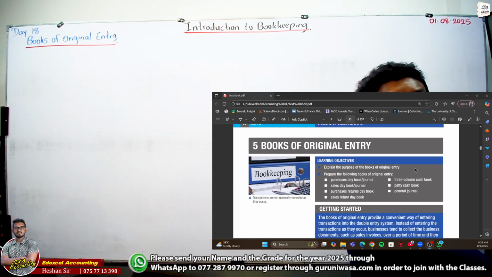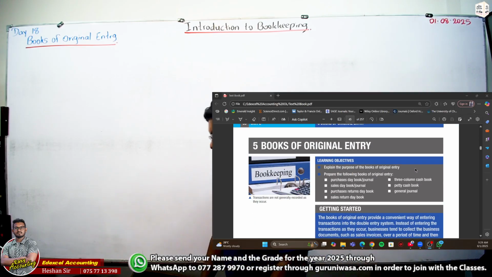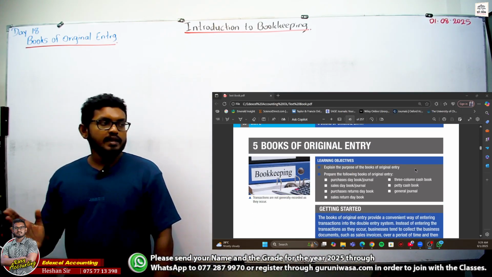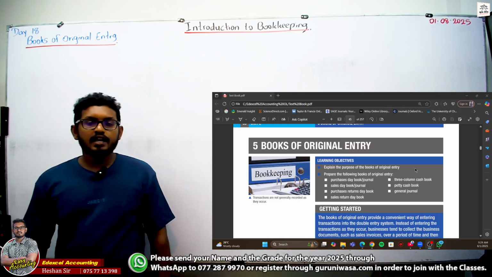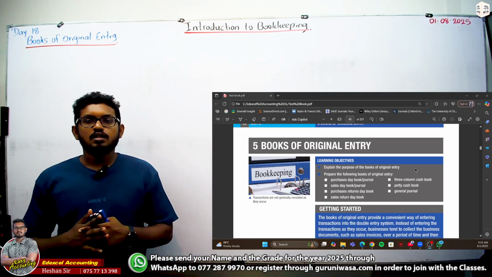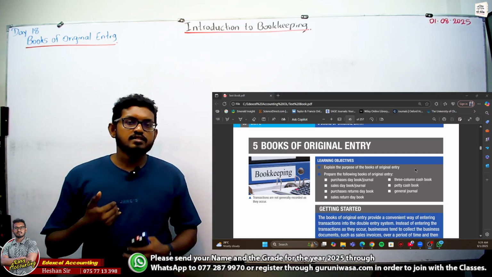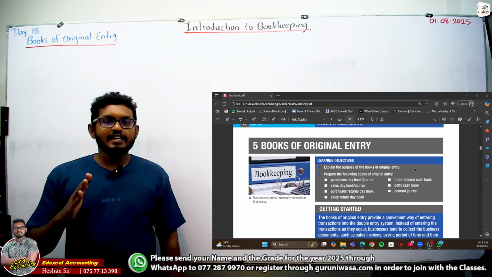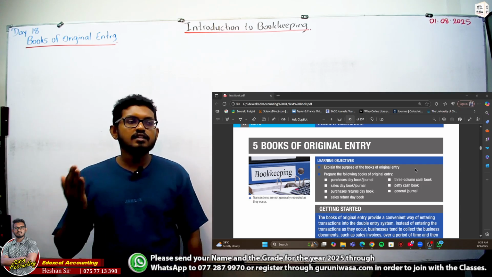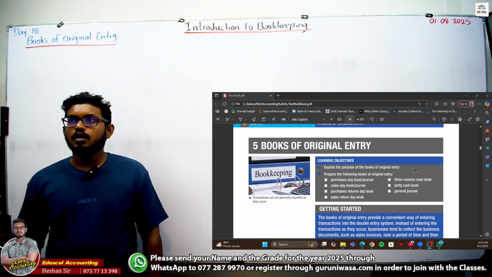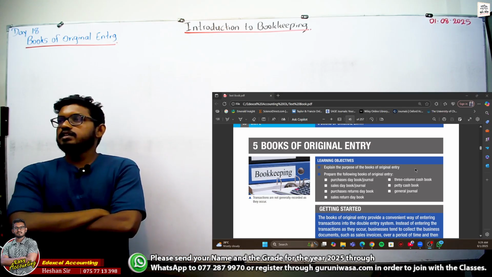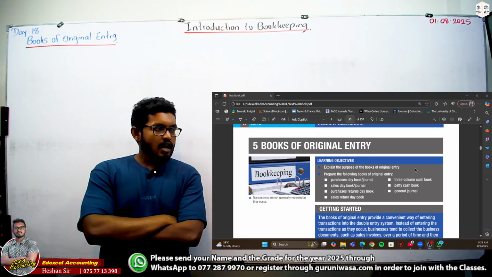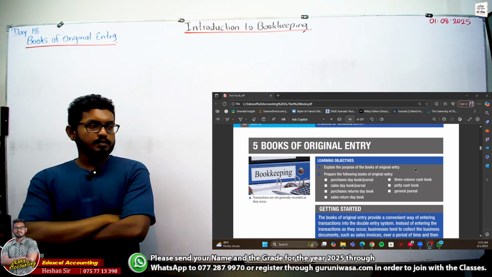So the double entry system, debit and credit. You have a clear idea of the terms. I told you, assets and expenses increase on the debit side and decrease on the credit side. Liabilities, income and equity increase on the credit side and decrease on the debit side. Now let's go to books of original entry. I have done this, but I'm going to repeat it again from the beginning.